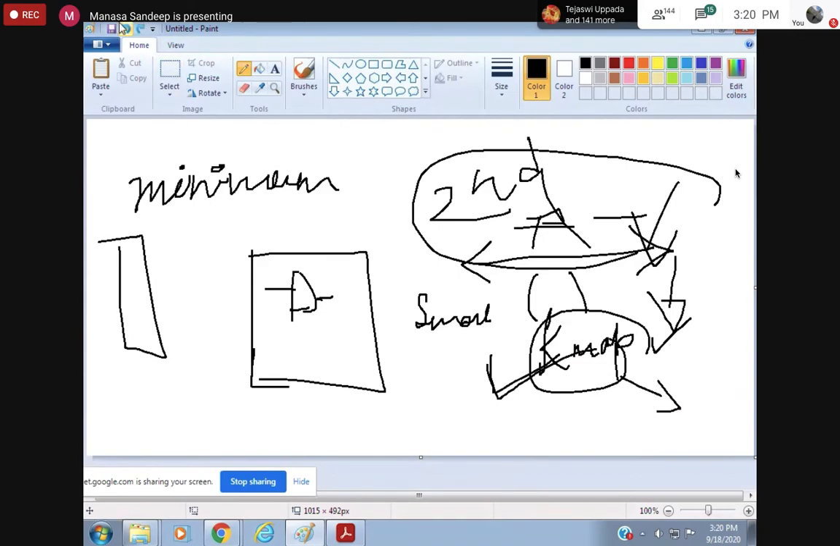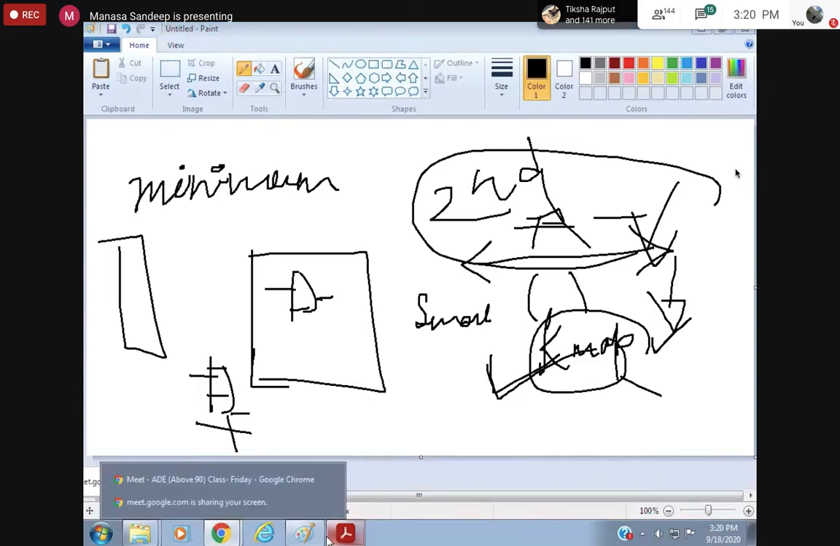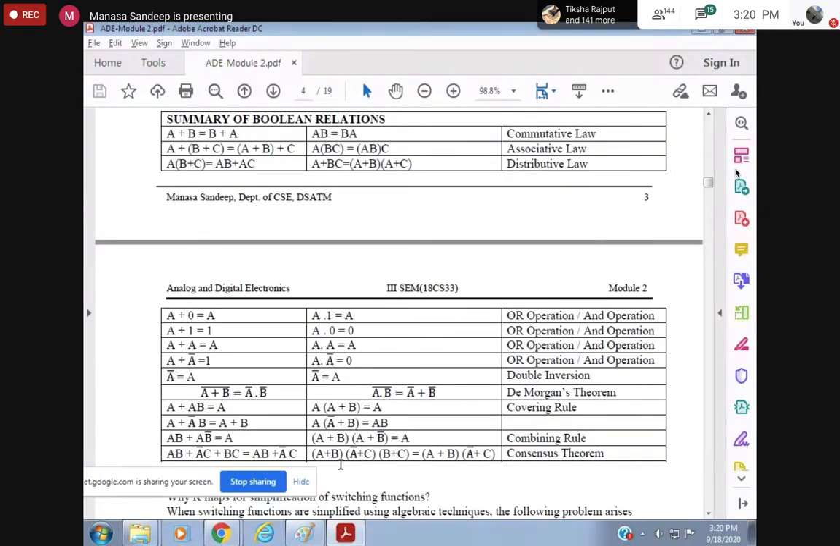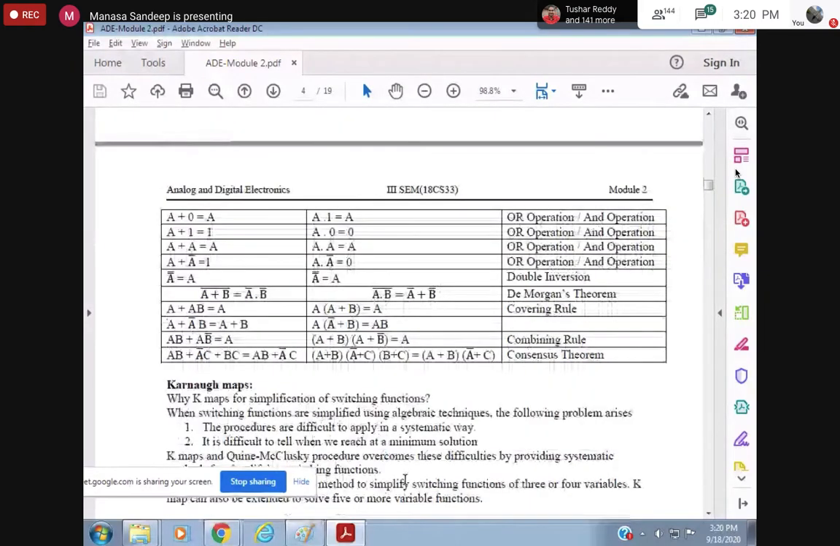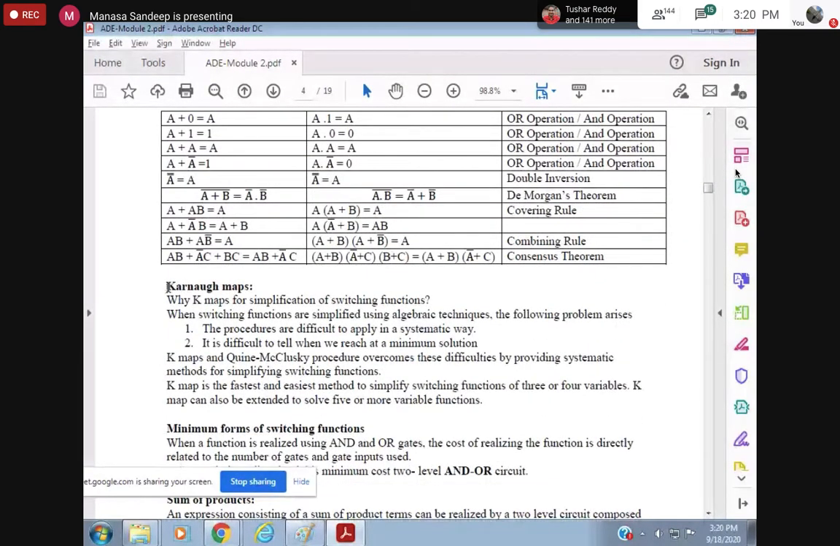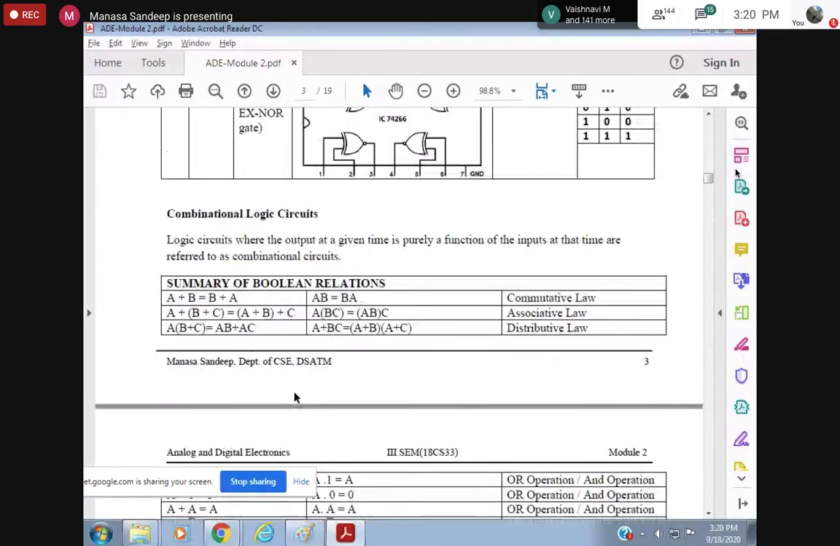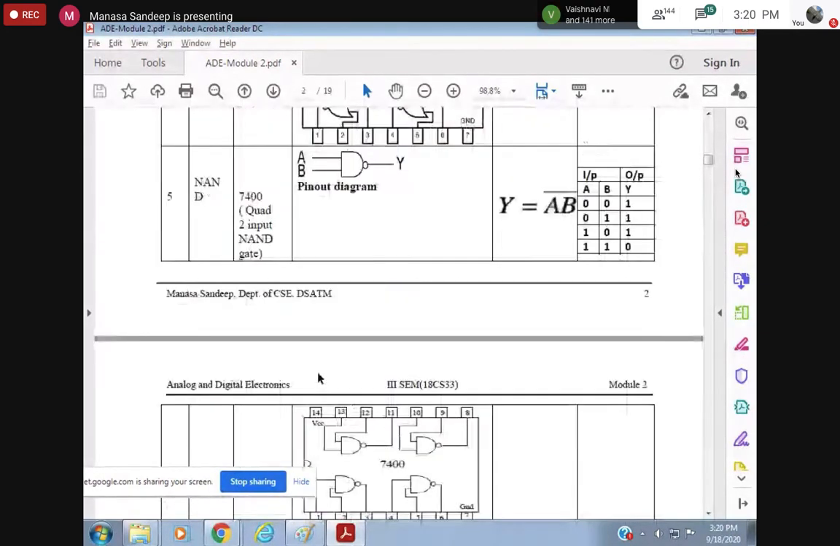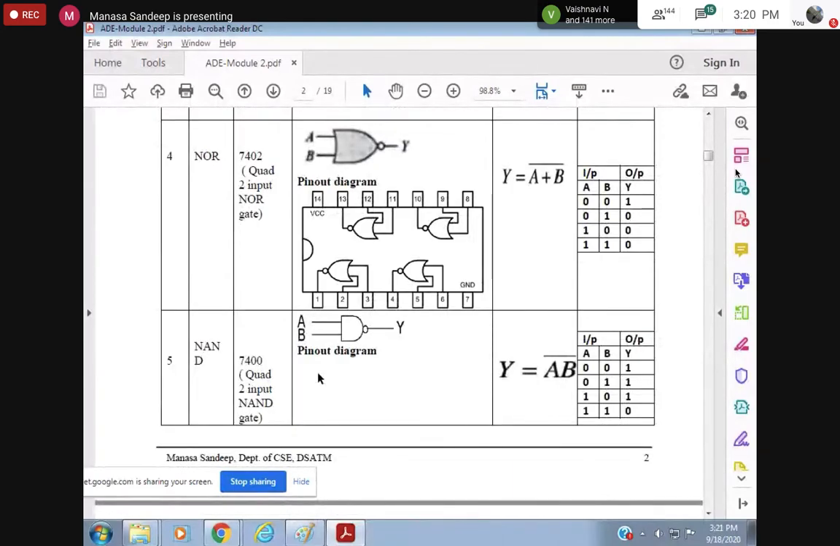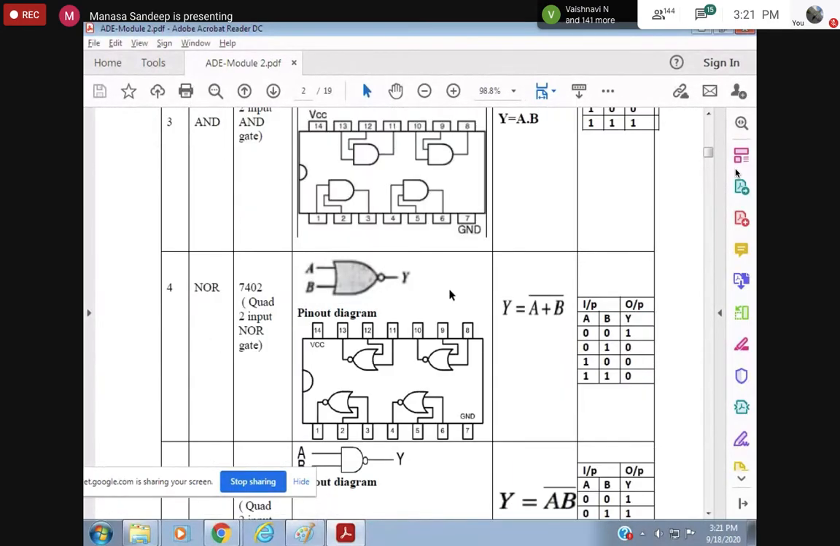So that you can minimize the expression, so that you can build the circuit with as few gates as possible. Got it? Why are we doing that simplification again? It is because of the perfectness of this K-map method. Got it?